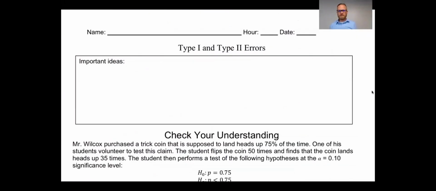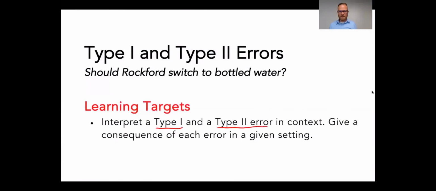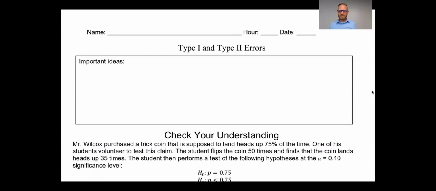For the important ideas, let's go back to the learning target from the beginning of the lesson, and there was only one, and that's to be able to interpret type 1 and type 2 in context and to give a consequence. And so we're going to do a couple of things in the important ideas here. The first of which is we're going to create a table, and you're going to see where the type 1 error and type 2 error fits within this table. And it's just a 2x2 table here. So you're going to set up a rectangle with 4 different locations in it that looks something like this.